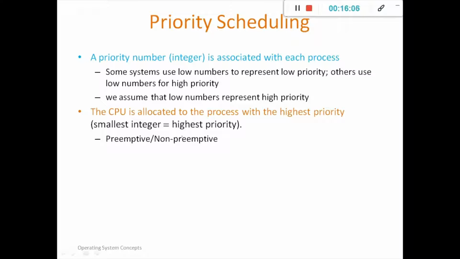If it is non-preemptive, then whatever the higher priority may be, the process which enters the ready queue doesn't matter. The CPU completes the execution of the currently running process and then looks into the ready queue for any process with the highest priority.